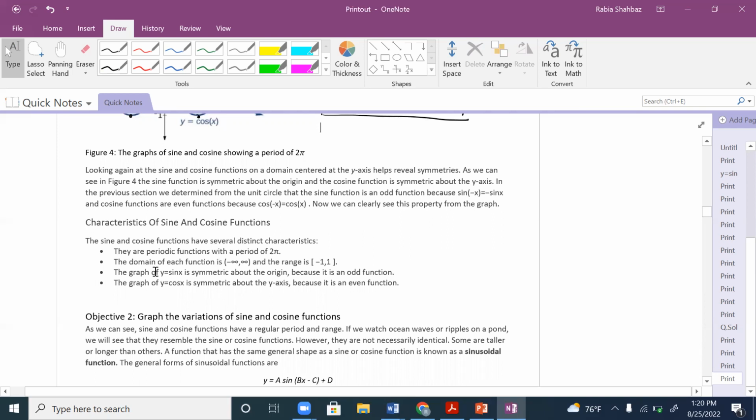In the next video, we will talk about different transformations and how we determine the graph with all these transformations that happen to our functions.